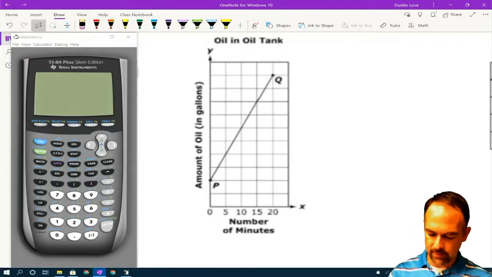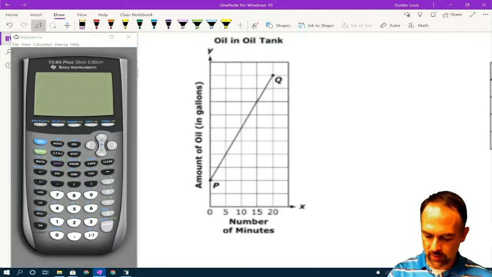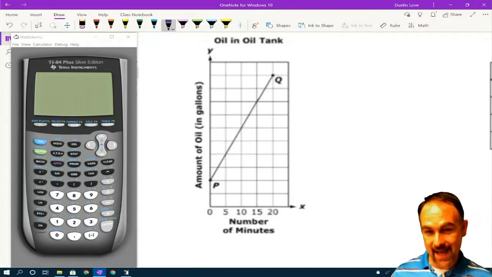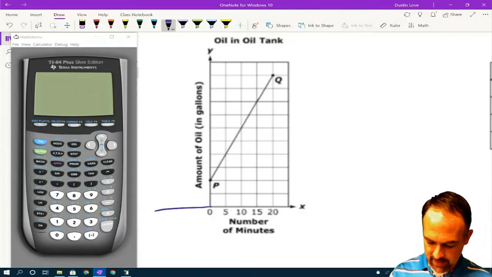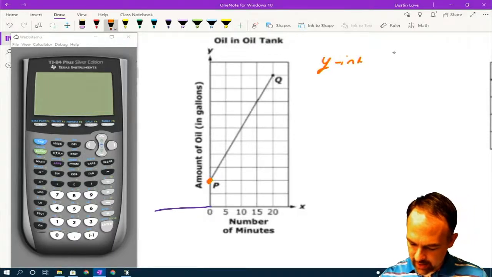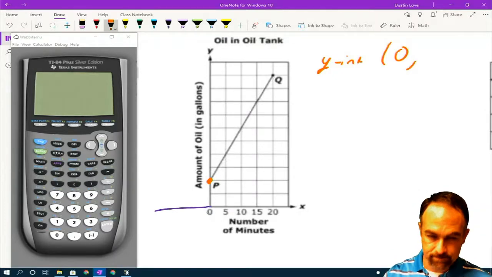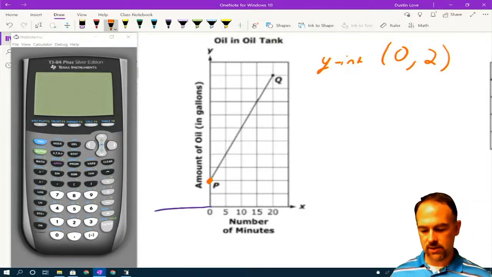Okay, let's talk about this one: oil in an oil tank. Now, there's not a lot of questions on this, so we're going to talk about what x-intercept, y-intercept, and slope mean for every single one of these. I don't have an x-intercept because I never actually touch the x-axis. My y-intercept here is at the point (0, 2), and since there's no scale on there, I assume each line is 1. But then again, what does this even mean?